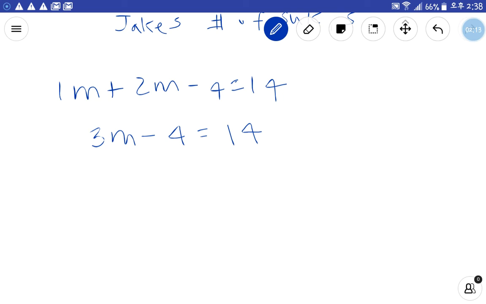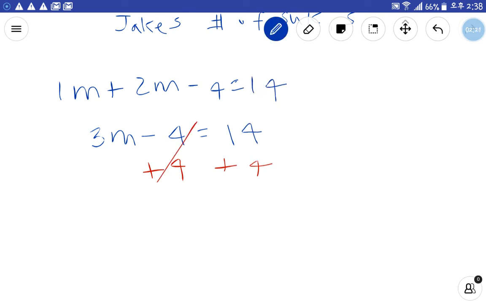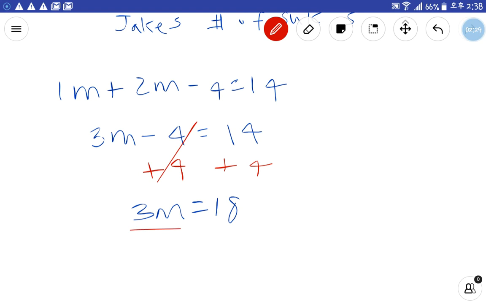So we either add or subtract first, but we have a minus 4 here. So I should add 4 to each side. And then I have 3m equals 18. Now do the opposite operation of multiplication. That would be division. You divide by 3 on each side. Then your answer would be m equals 6.